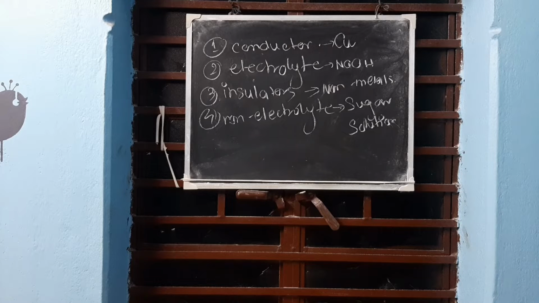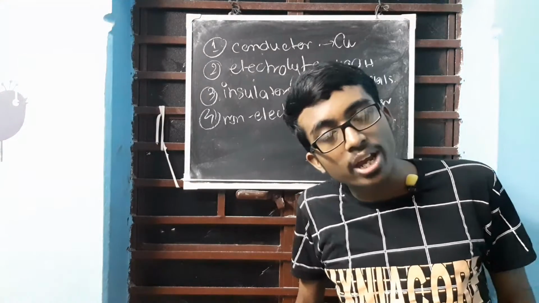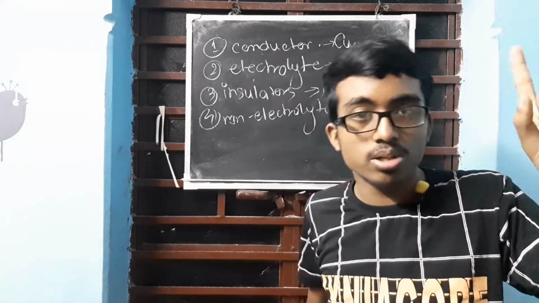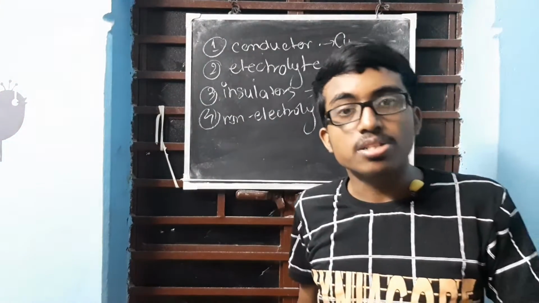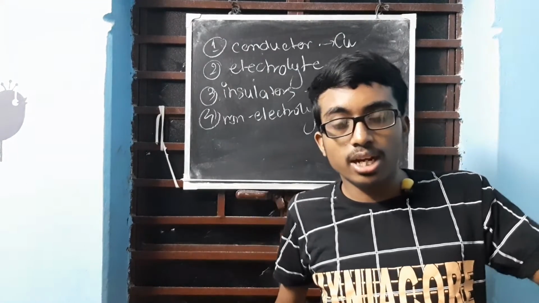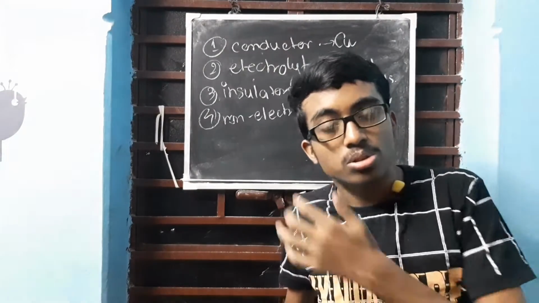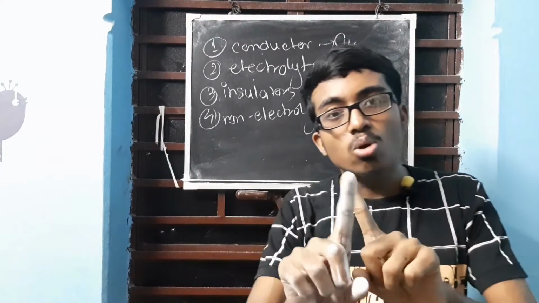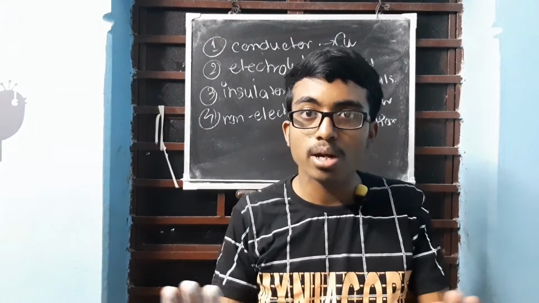Next, metallic conductivity occurs in solid state as well as molten or fused state. You cannot fuse copper, though. But electrolytic conductivity is only possible in molten state, fused state or aqueous state. Next difference: in case of electrolytic conductivity, chemical change takes place and new products are formed at the electrodes. But is it so in metallic conductivity? No. In metallic conductivity, no chemical change occurs, only physical change, no new product formation.